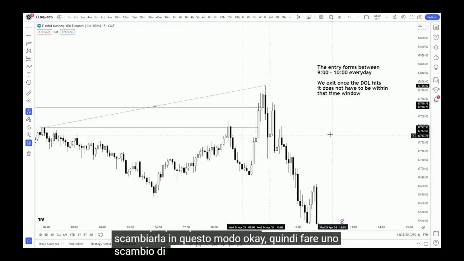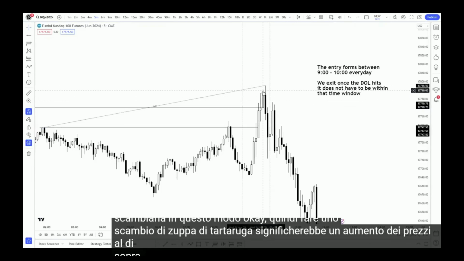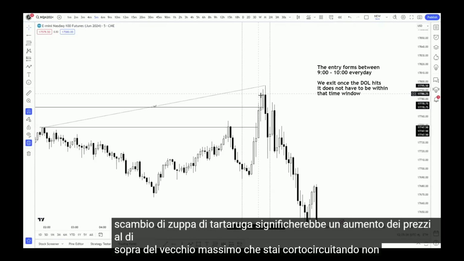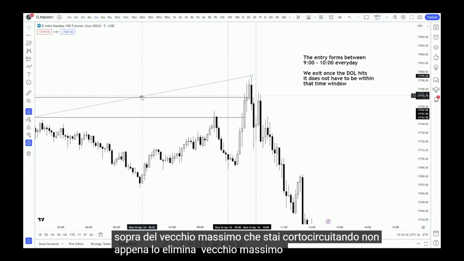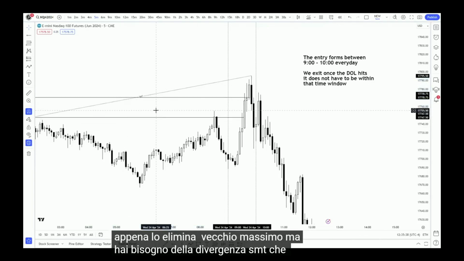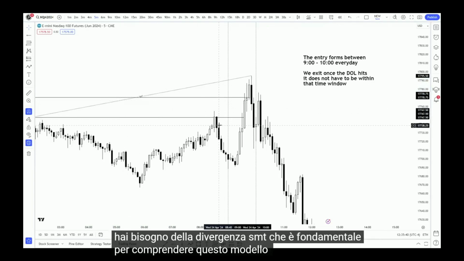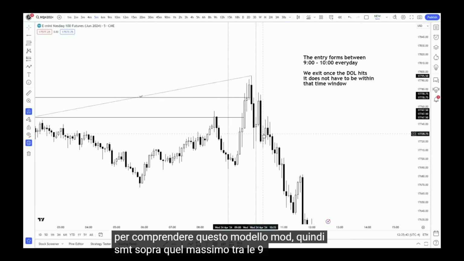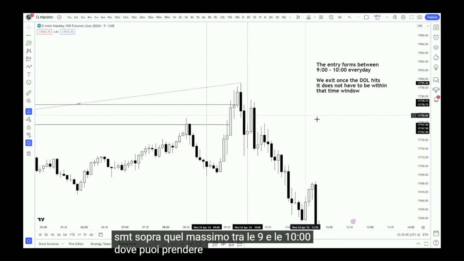So taking a turtle soup trade would be price runs above that old high. You're shorting as soon as it takes out that old high, but you need the SMT divergence. So that is key in understanding this model. So the SMT above that high between 9 to 10 o'clock, where can you be targeting?